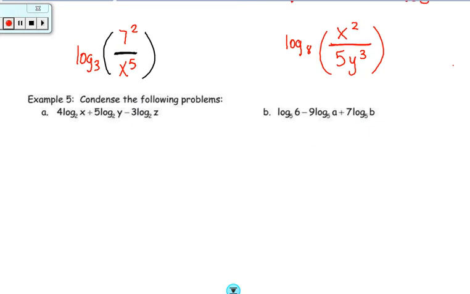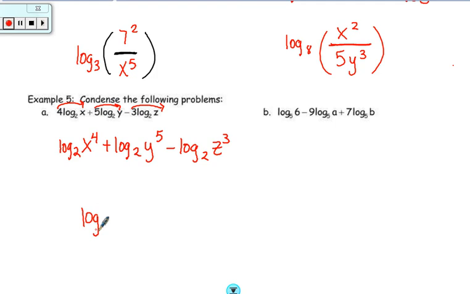Okay, let's look at example 5. We have 4 log base 2 of x plus 5 log base 2 of y minus 3 log base 2 of z. Pulling exponents up first gives me log base 2 of x to the 4th plus log base 2 of y to the 5th minus log base 2 of z to the 3rd.